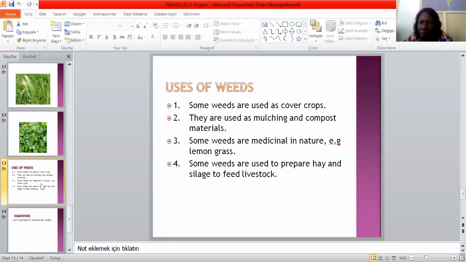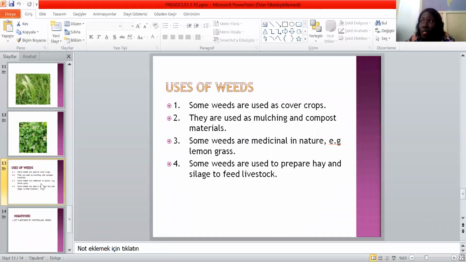Uses of weeds. Can we make use of weeds? Yes. Are they important to farmers? Yes. The first one is that some weeds are used as cover crops. Example is carpet grass. Because carpet grass does not stand erect when they grow, they spread, they crawl on the soil surface, so they can cover your soil. And cover crops, they have 2 or 3 importance. One, cover crop will reduce soil erosion. Cover crops, because the plants are covering your soil, they reduce the rate of evaporation. What do we mean by evaporation? Evaporation is the loss of soil water to the atmosphere.